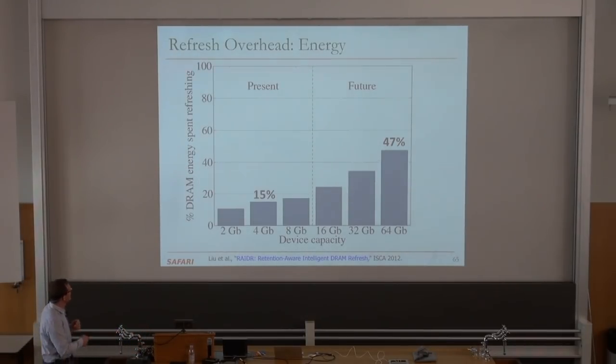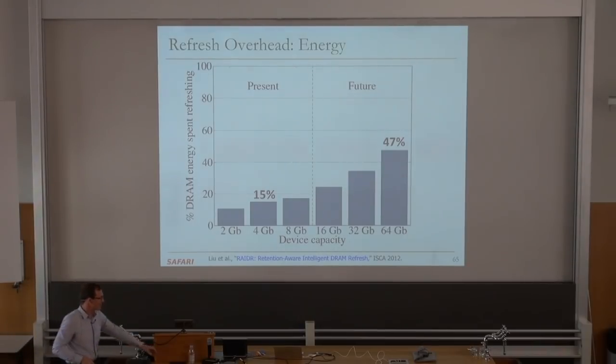And if you look at the percentage of DRAM energy spent refreshing, of course, it's a harder calculation to do because you need to assume what fraction of the time you are doing accesses, what fraction of the time you are doing refreshes, and you need to assume some activity factor. But if you make some assumptions, maybe today you spend about 15% of the DRAM energy with a small device just for refresh. But tomorrow, with a 64 gigabit device, you may be spending almost half of the DRAM energy.